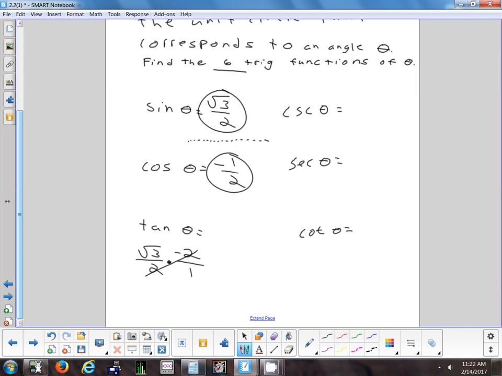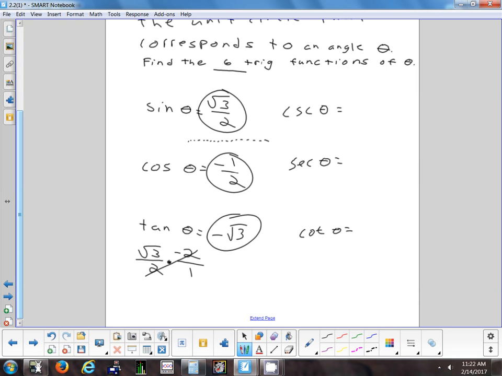Okay, I'm not going to put a line through it because those are answers to other parts of the question. Okay, but the 2's cancel out, and I'm left with negative square root 3. You could put over 1, but you don't need to. And that's it. Those are the first 3.